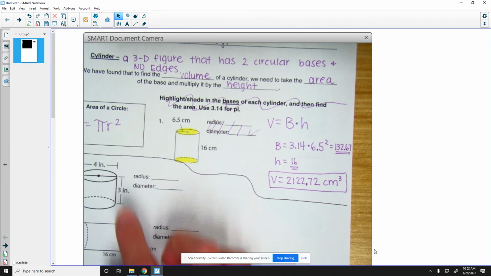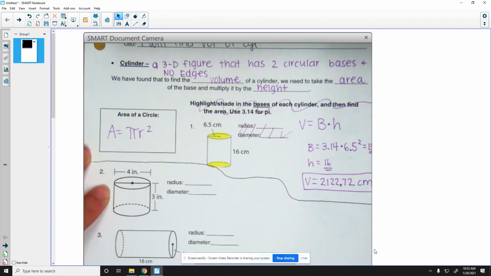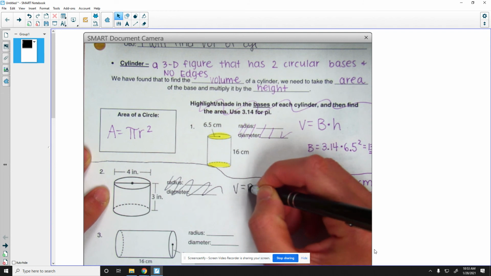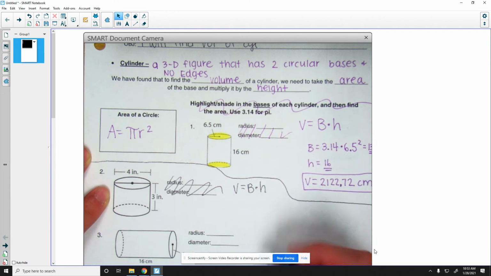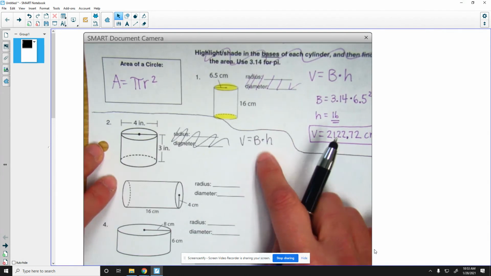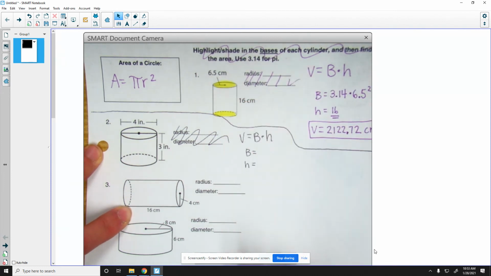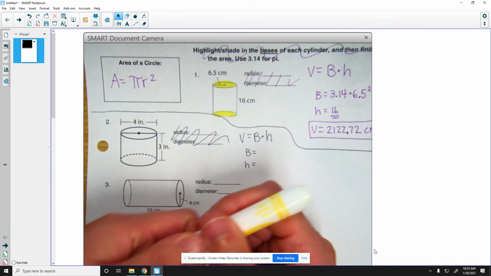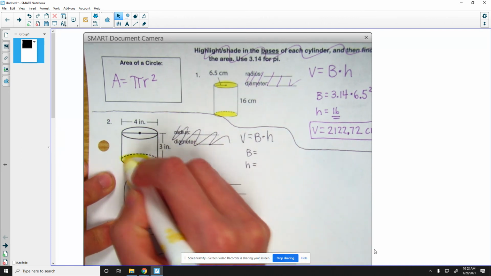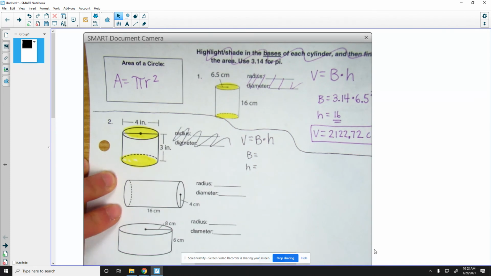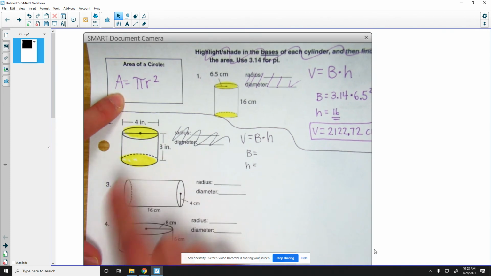Okay. All right, so let's do this one. We can ignore this stuff. Let's just find the volume. Volume equals base times height. In order to figure out base times height, figure out the base, figure out the height. Your base is the area of the base, right? Well, what is your base? Your base is a circle. So what's the area of a circle? We wrote it right here.